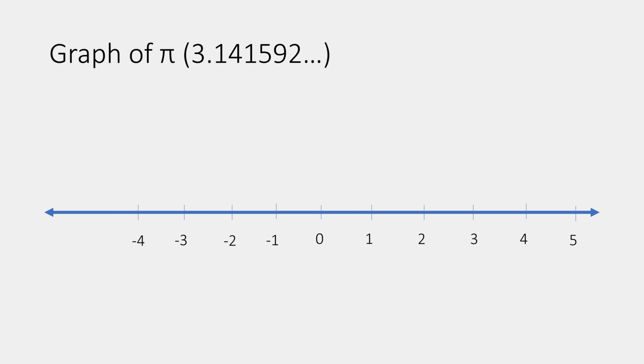Here we have a graph of pi, which is 3.141592..., meaning it goes on forever. And the best place that corresponds with the value of pi will be right up here where this red dot is. It's not exactly on 3, but to the right of 3.